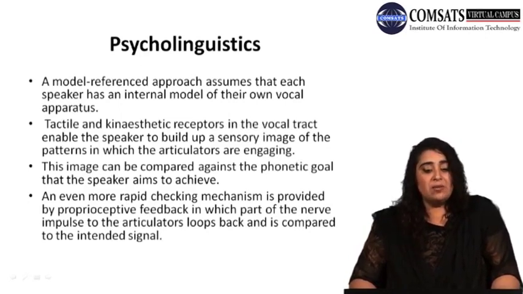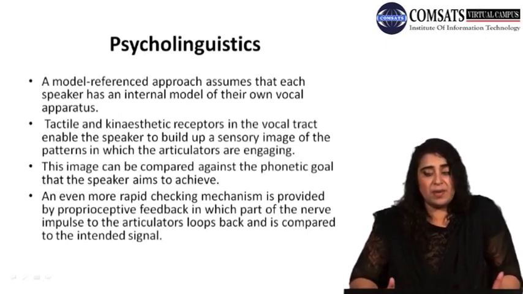So, an even more rapid checking mechanism is provided by proprioceptive feedback, in which part of the nerve impulse to the articulators loops back and is compared to the intended signal.